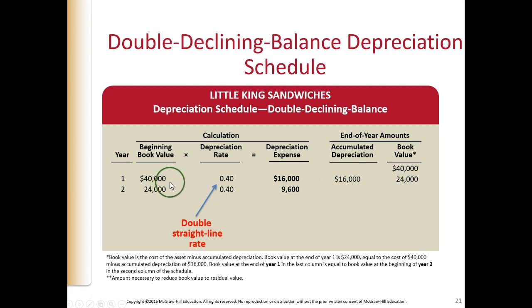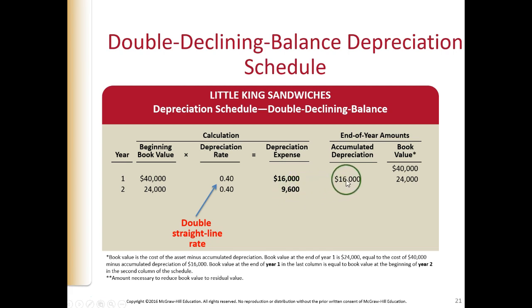Now the second year over here, we take the end of the previous year's book value, this 24,000, drop it over here, times the same 0.4. Here we get only 9,600. So that's the declining balance part of this. The book value declines, the expense declines each year. Still the same 0.4, don't change this. But now it's only 24,000 times 0.4, 9,600.